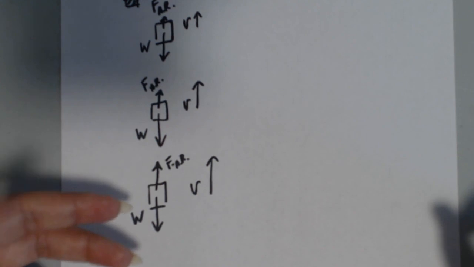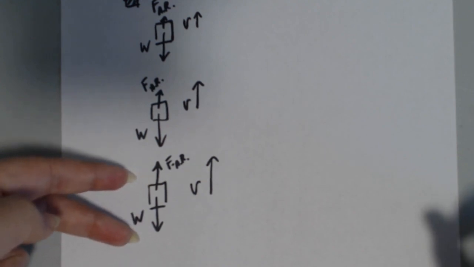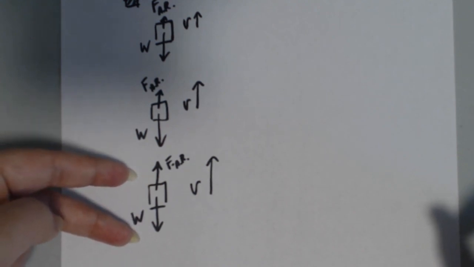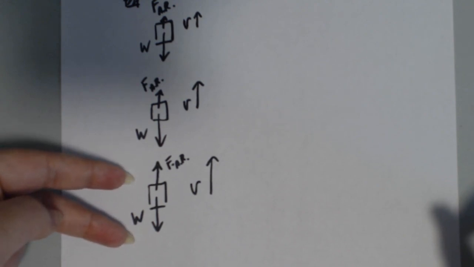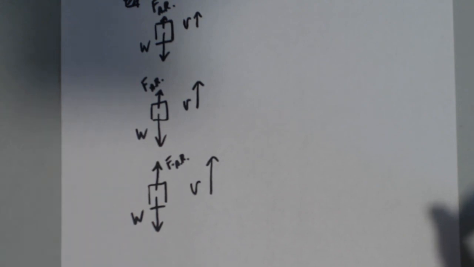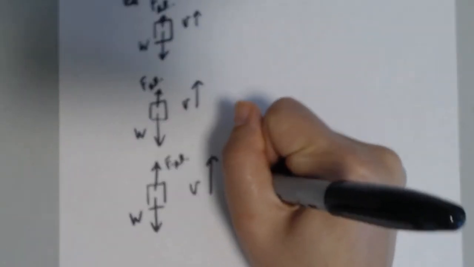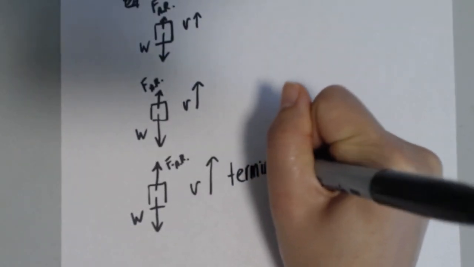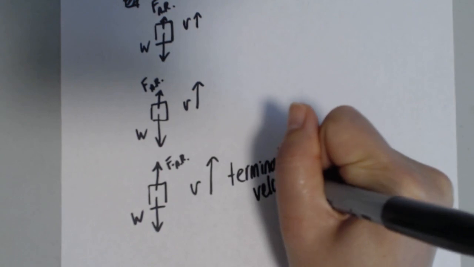When we start learning about net forces and Newton's second law, this will all make more sense. When you have two forces that balance each other, the object cannot accelerate anymore. And if you can't accelerate, that means your speed can't change. And so your speed becomes constant. So this is the point at which you reach terminal velocity.